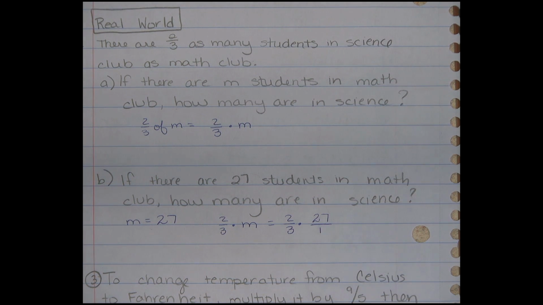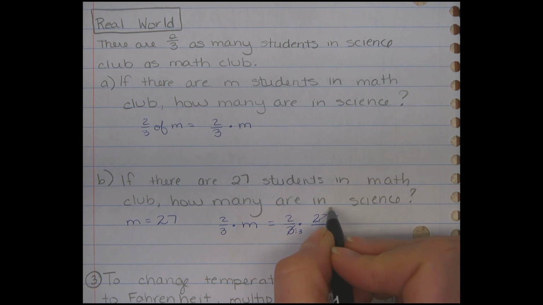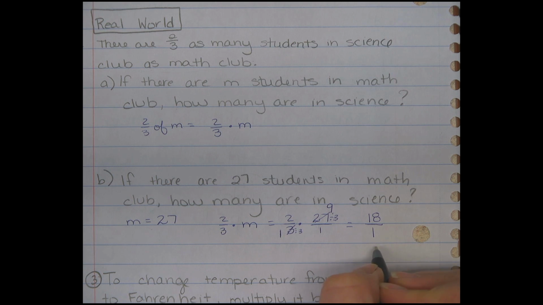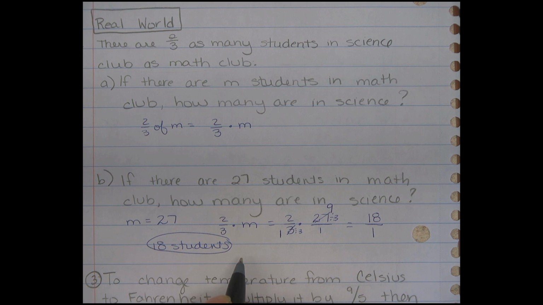Now I look at this, I can try and multiply 2 times 27, but I like to not have to simplify later, so I'm going to simplify it first. I know both of these have 3 as a factor, so 27 divided by 3 is 9, 3 divided by 3 is 1. So when I multiply this across, I end up with 18 over 1, or 18, sorry. Which means how many are in science? 18 students.